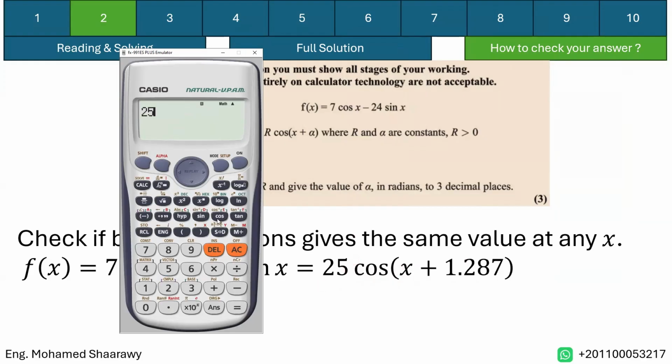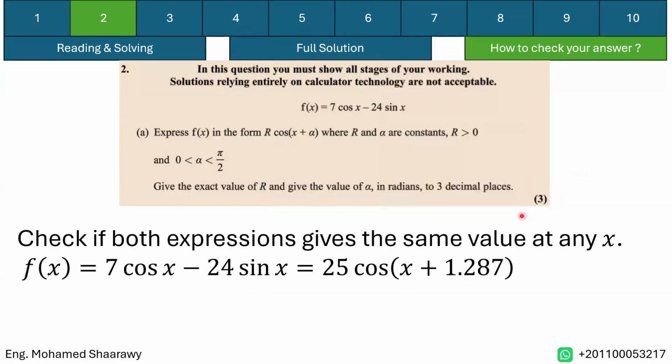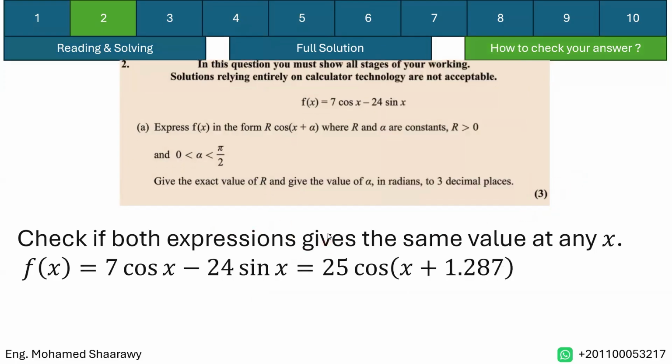So 25 cosine x plus 1.287. Actually, 1.287 is just an approximation. It's better to write it as it was, like shift tan 24 over 7. This would be more accurate. Let's solve this at 7.9. It actually gave me the exact same number. They are actually identical. Alright, and that's how I can check it.